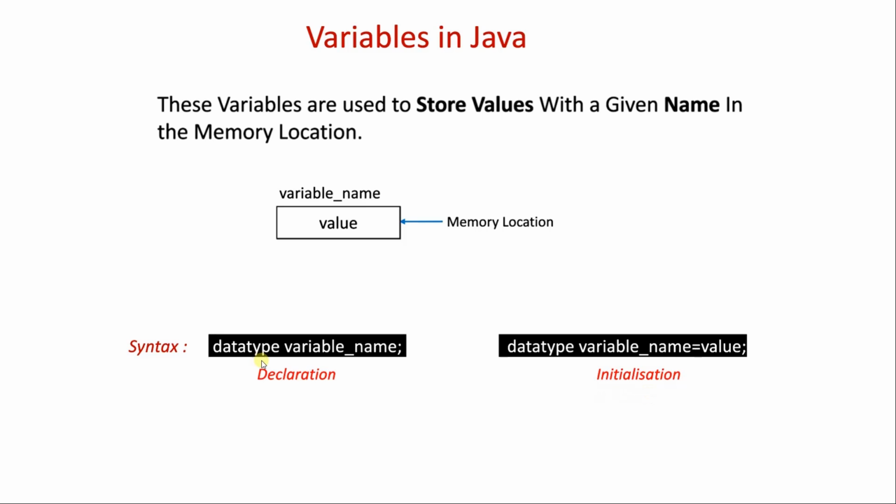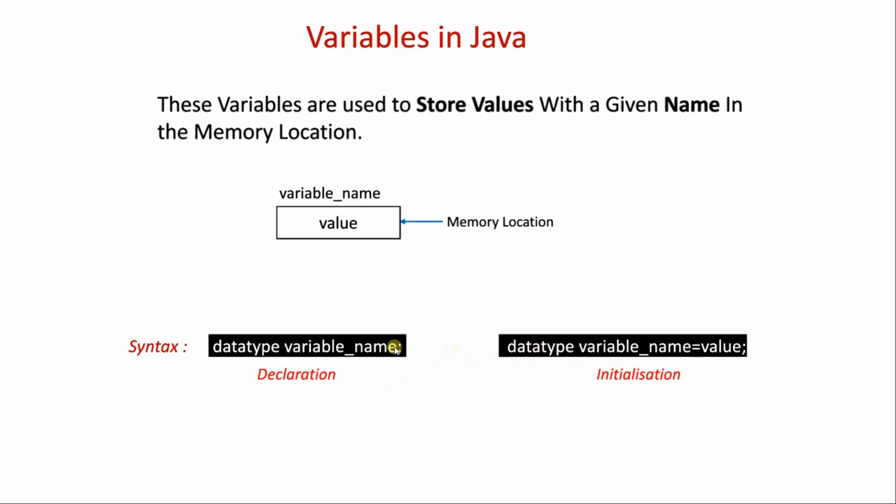The syntax for declaration of a variable is data type, space, variable name, semicolon. The syntax for initialization of a variable is data type, space, variable name, equal to some value, semicolon. Here the data type can be any of the primitive data types like int, float, char, boolean, double, etc. And the variable name is a valid identifier name. There are some rules in naming these variables. We will discuss it in the next video.